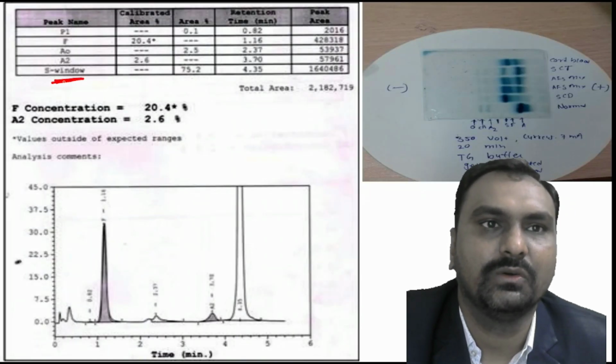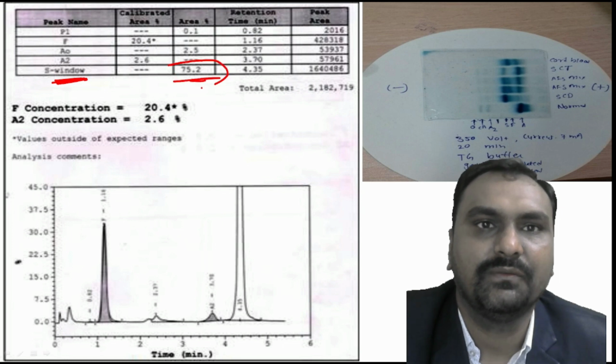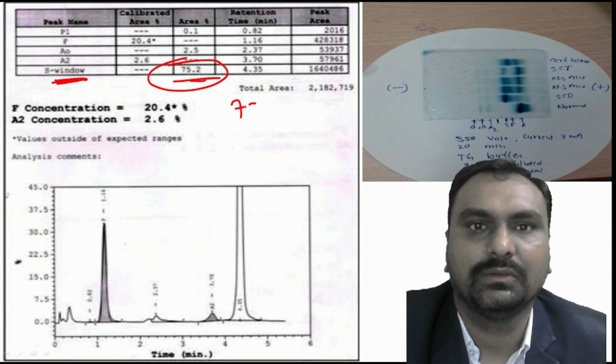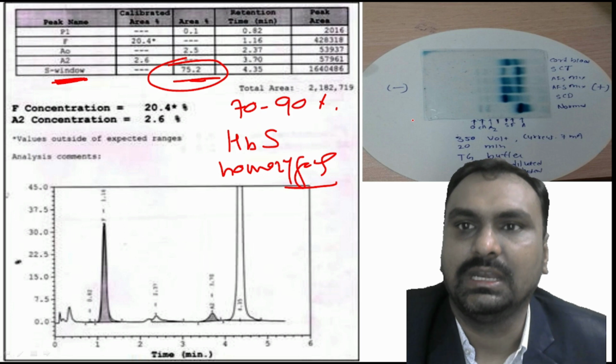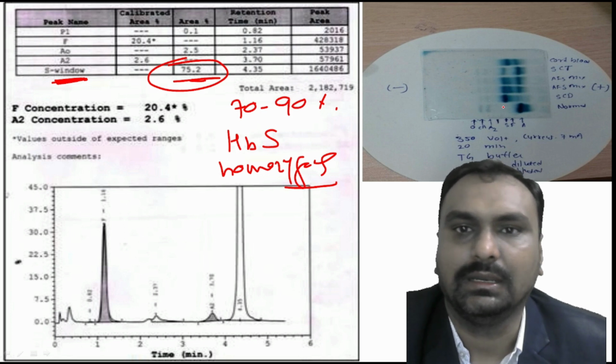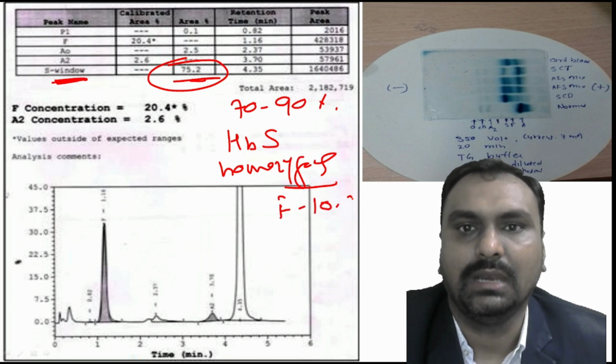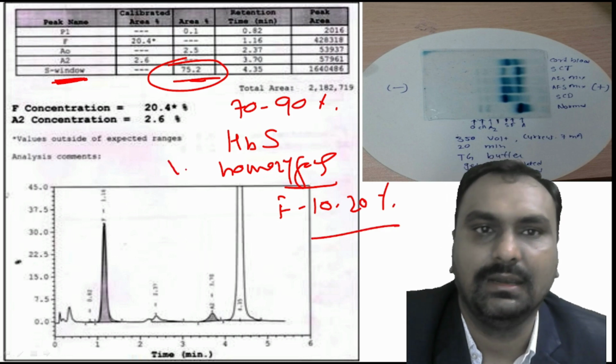Here you can see the S window is seen and the area is 75%. Okay, so as we know, 70 to 90% is homozygous. Okay, so it is HbS homozygous. In HbS homozygous, many times fetal hemoglobin is seen, and fetal hemoglobin will be around 10 to 20% in case of sickle cell disease.